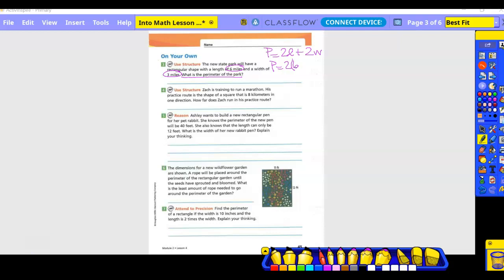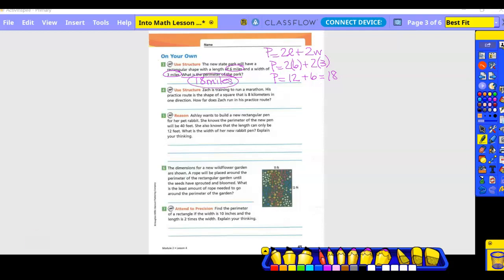6, right? Plus 2, and then our width is what? 3. So then I'm going to put P equals, what's 2 times 6? 12. Plus 2 times 3 is 6. So what is 12 plus 6? 18. So our answer is 18 and our label is miles.